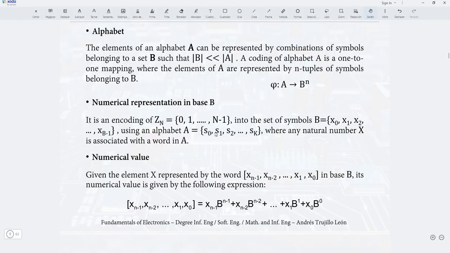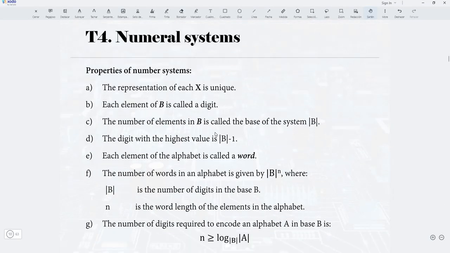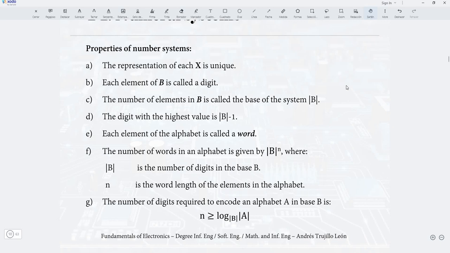More things about this kind of numeral systems. Here we have some properties that we have already seen. Each representation is unique. For example, for the element of the alphabet A, 80, we have only this symbol. This symbol does not represent 80. These symbols do not represent 80. We only have one combination of symbols that represents an element of the alphabet.